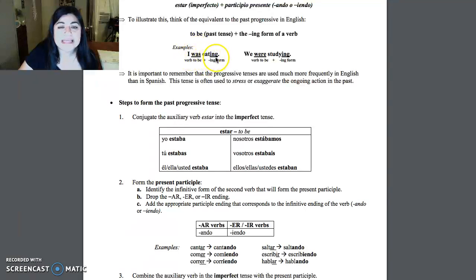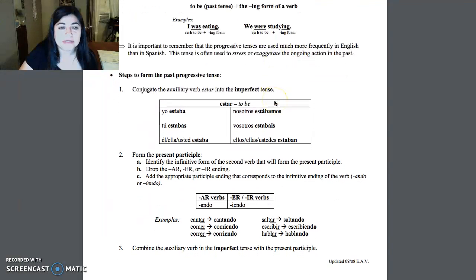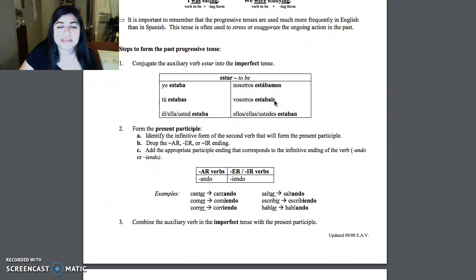I was eating. Remember, the participle is your ing. We were studying. It's important to remember that the progressive tense is used much more frequently in English than in Spanish. It often is used to stress or exaggerate the ongoing action in the past.